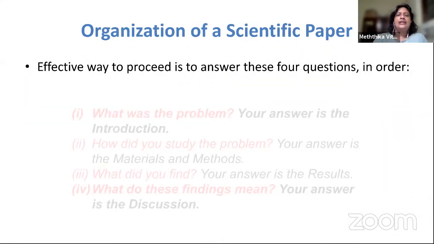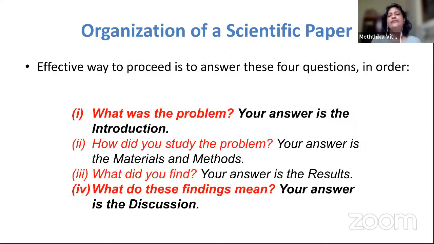Then you can organize your scientific paper, which is very important. So when you read a scientific paper, try to think whether they have addressed these questions. When you have a scientific paper, there are four main sections: introduction, materials and methods, results, and discussion. So those are the four.